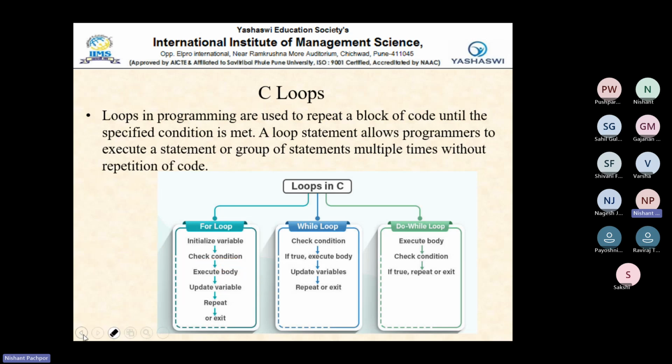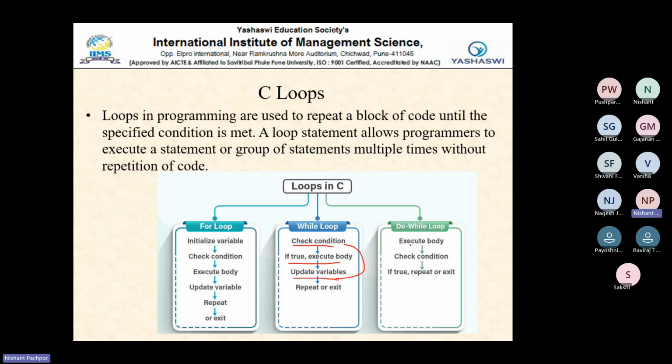The next is the while loop statement. First, check your condition. If the condition is true, execute your body. If the condition is true, it can enter the loop. Otherwise, it directly exits the loop. If the condition is false, in that case it exits. Update your variable inside the loop, after that it jumps again to this position, checks your condition again, and executes the statements repeatedly.